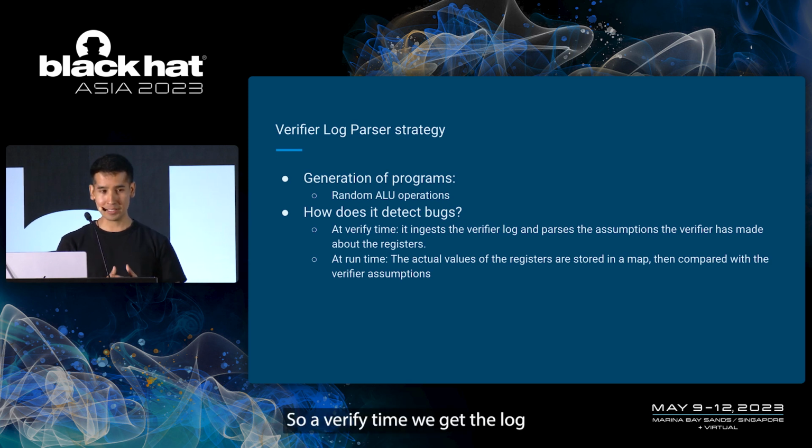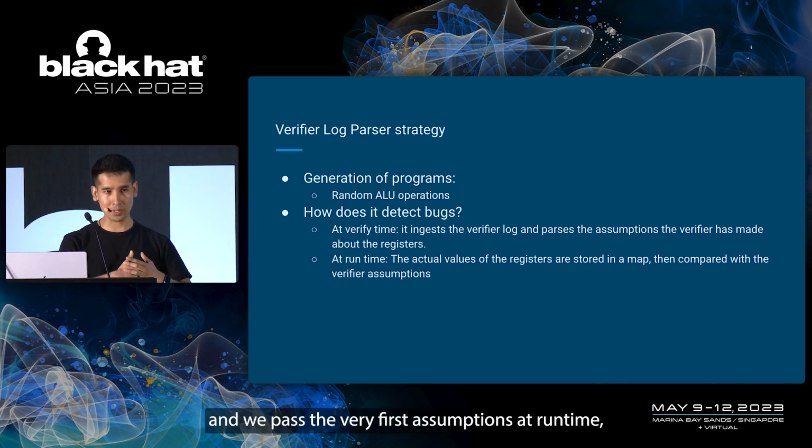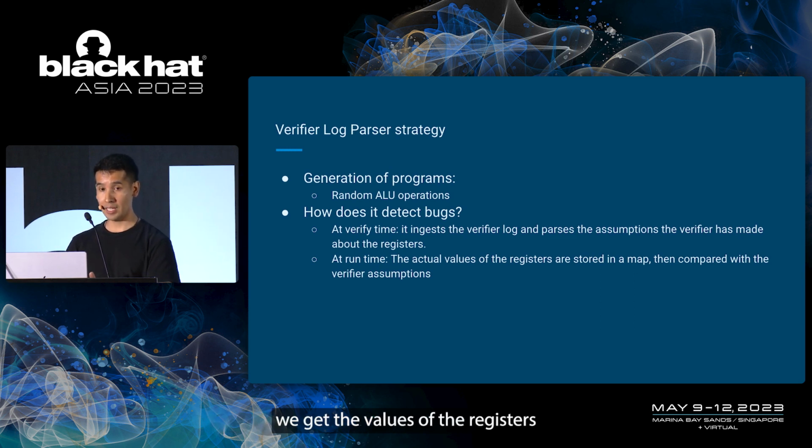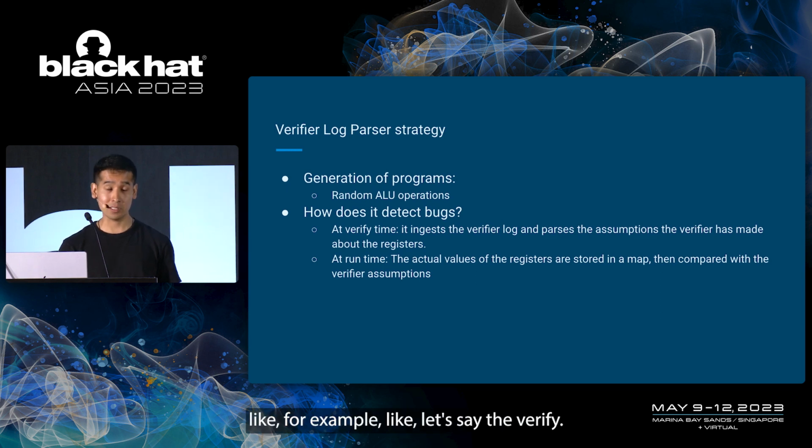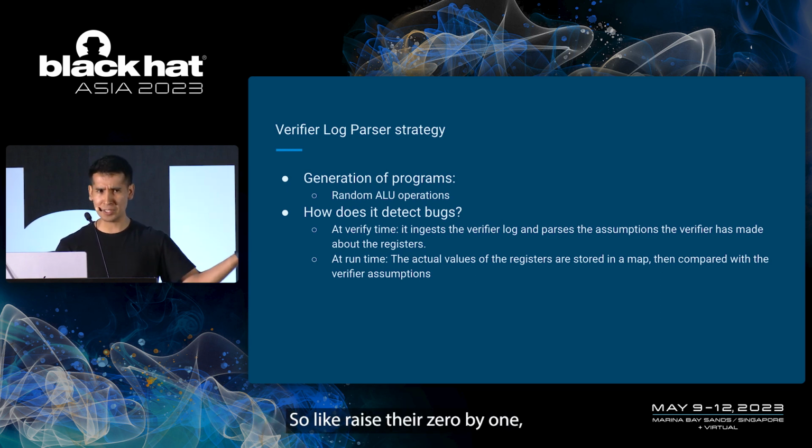So at verify time, we get the log, and we parse the verifier's assumptions. At runtime, we get the values of the registers, and we compare those values with those assumptions. If anything doesn't match, for example, let's say the verifier thought register 0 had value 1, but it turned out register 0 had value 2, then we flag this as a problem.